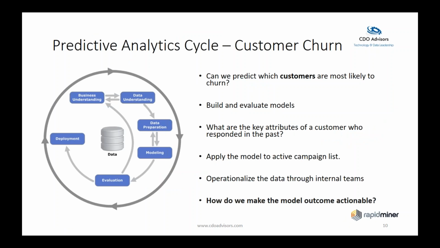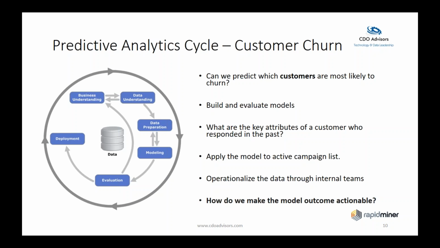All right, so the next piece is customer churn, another use case, similar to the agent one, same process, right? The business question is, can we predict which customers are most likely to churn? We have to build and evaluate the models. What are the key attributes of a customer who responded in the past? Can we apply the model, operationalize this, and then how do we make the model outcome actionable?